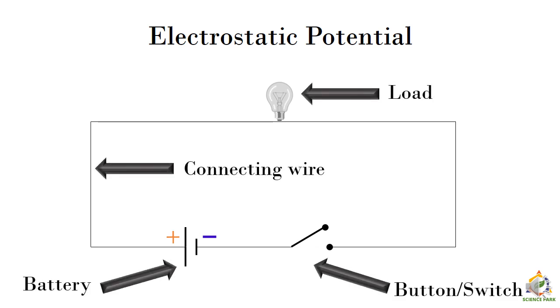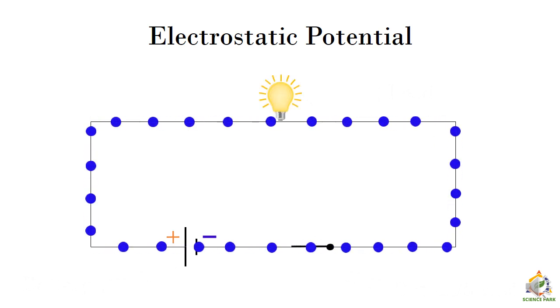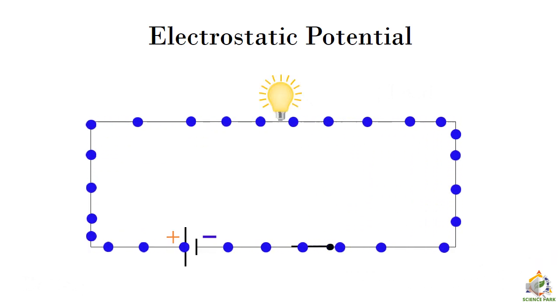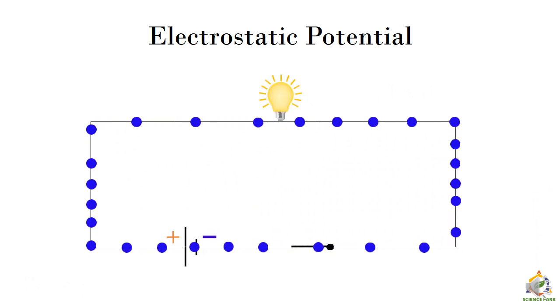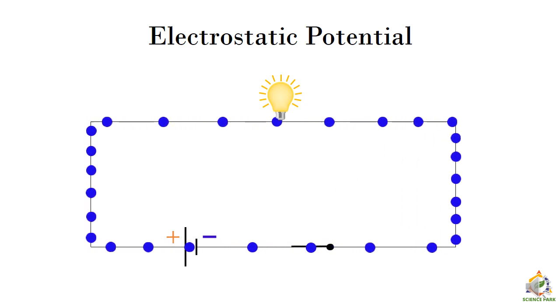So here are some elements of the electric circuit. We have some wires, a battery, a switch, and a load. We have used a bulb. Now the switch is off. Now let's see what happens when we switch on the circuit. Yes, as you can see, the bulb is on and you can see the charges are flowing, right?